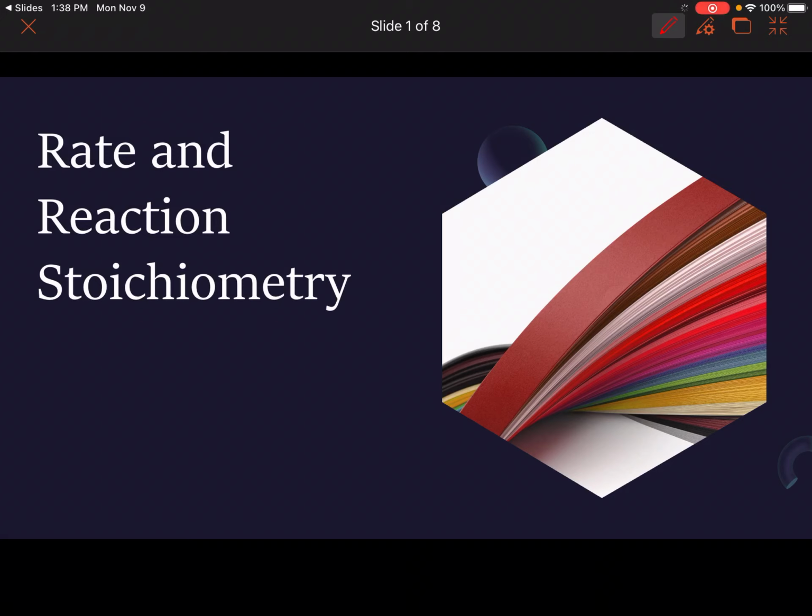Hi everyone. Today we are learning about rate and reaction stoichiometry. We've touched on this before the other day, but we'll just go more in depth with it now. And this is lesson 3.4.